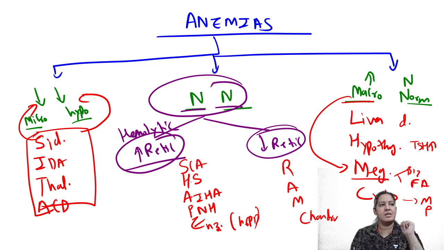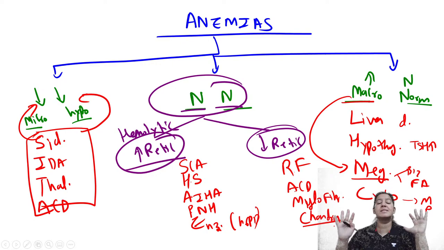It is renal failure. Right? A, anemia of chronic disease. Yahan bhi aa jayega. M, myelofibrosis. Myelofibrosis. And C is cancer, some of the cancers. You can see how many questions can be framed from the approach of anemia.